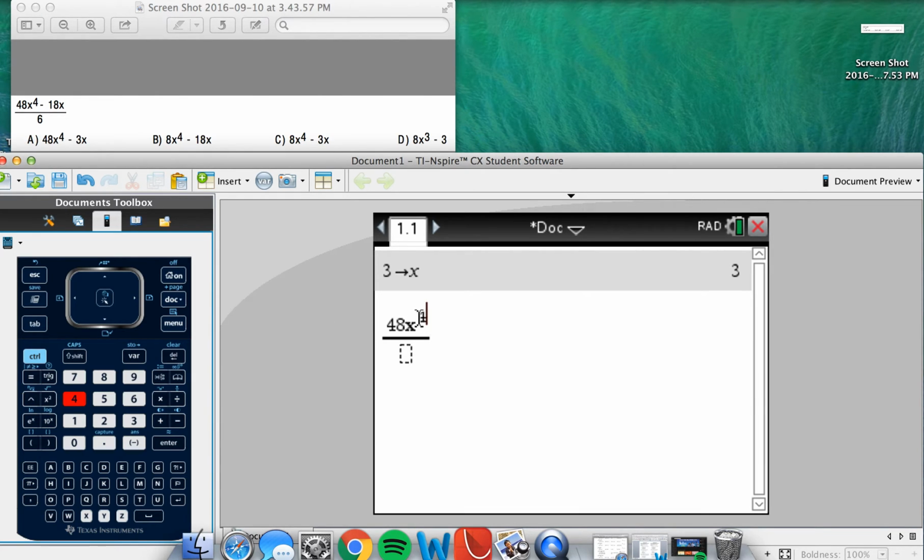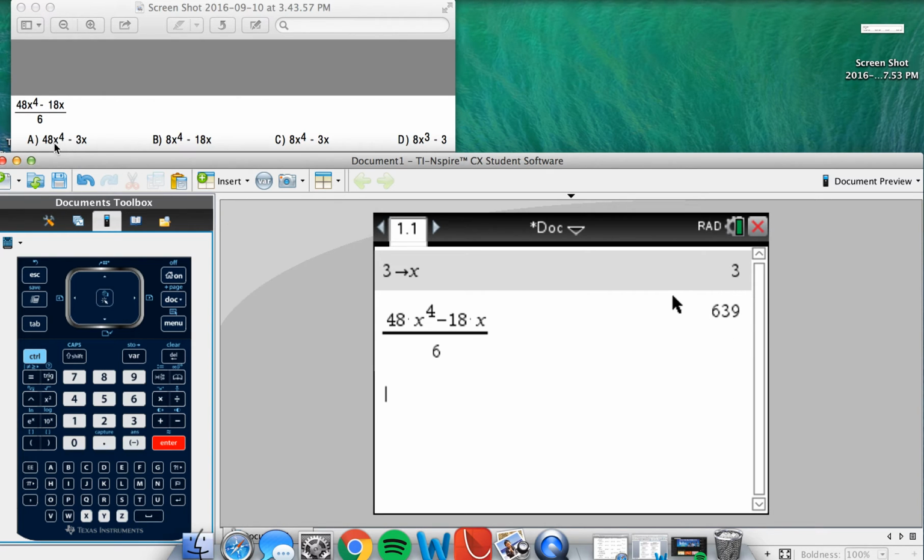Now notice I'm still in the exponent box, so you've got to scroll right to get out of that. Okay, so I've got my 48x to the 4th. Now I've got my minus 18x. Okay, now I've got the top part of my expression done. Now I just need to scroll down, type in my 6. I'm good to go. Looks like my original expression. Press enter. So 639 is what we are looking for, okay?